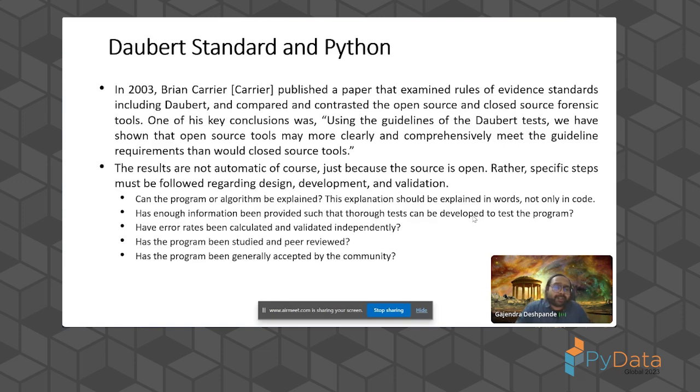Then, has enough information been provided such that thorough tests can be developed to test the program? The third one is, have error rates been calculated and validated independently? The next one is, has the program been studied or peer reviewed? This is 100% possible because whatever code you write is available on GitHub and anybody can review it. And has the program been generally accepted by the community? Yes, Python is a widely adopted programming language. Now, if you consider these things, we can speak with respect to Python, but you can also speak with respect to any open source programming language such as Julia.